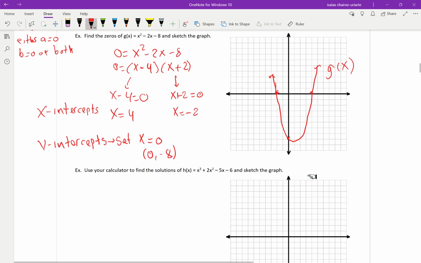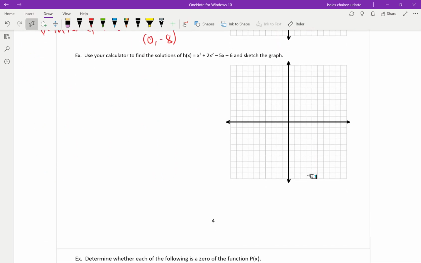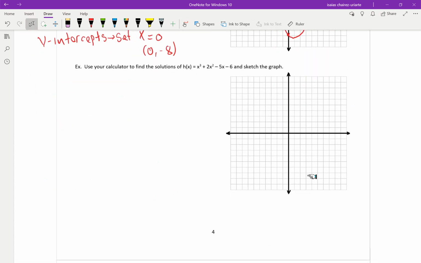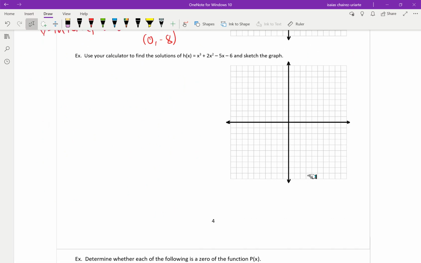Alright, you try the next example. The next example is a little bit harder, because now you're dealing with a 3rd degree polynomial and you're going to have to factor it. And they definitely tell us here to use our calculator to find the solutions. So see if you can tackle it yourself first. See if you can use the calculator on your own to figure it out. And then let's compare answers.